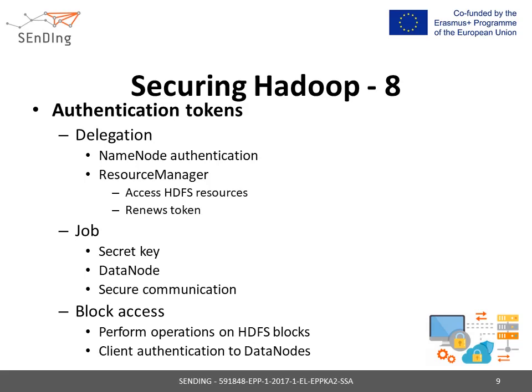The block access token ensures that only authorized users access HDFS data on the data nodes. Clients retrieve data from the data nodes once they receive the block IDs from the name node. The name node also issues a block access token that the client sends to the data node along with the request for the data blocks, to show that they're authenticated for the data access.